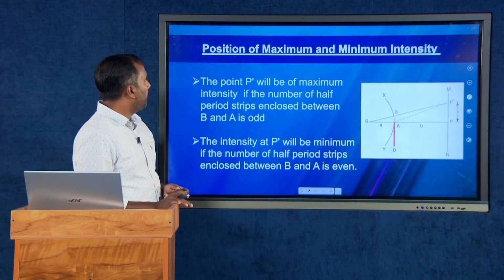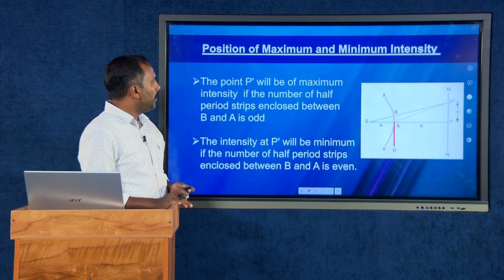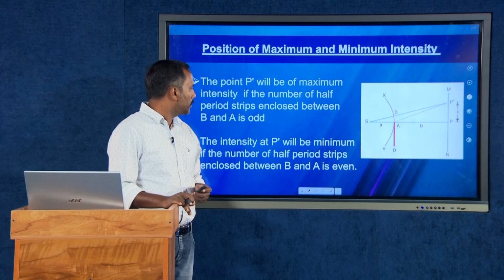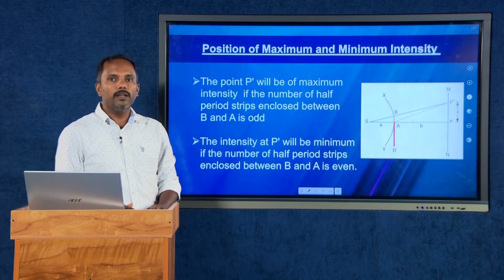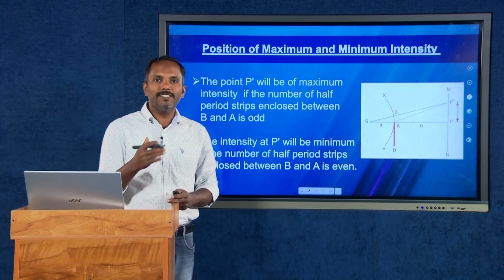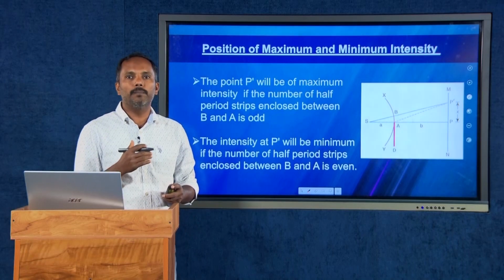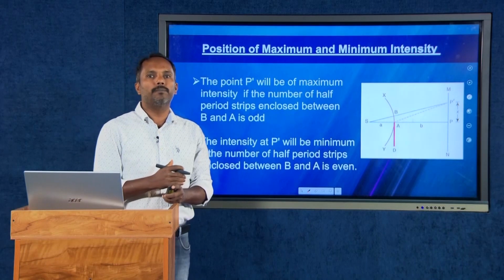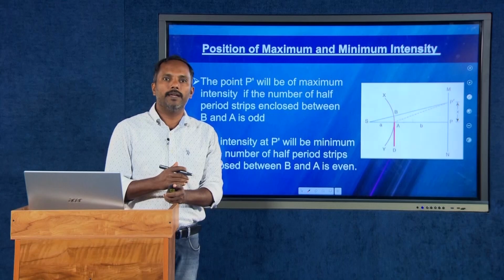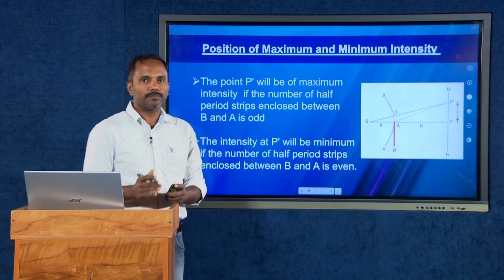The second thing, from the Fresnel-Huygens conception, the point P dash will be of maximum intensity if the number of half period strips enclosed between B and A is odd, and the intensity at point P dash will be minimum if the number of half period strips enclosed between B and A is even.